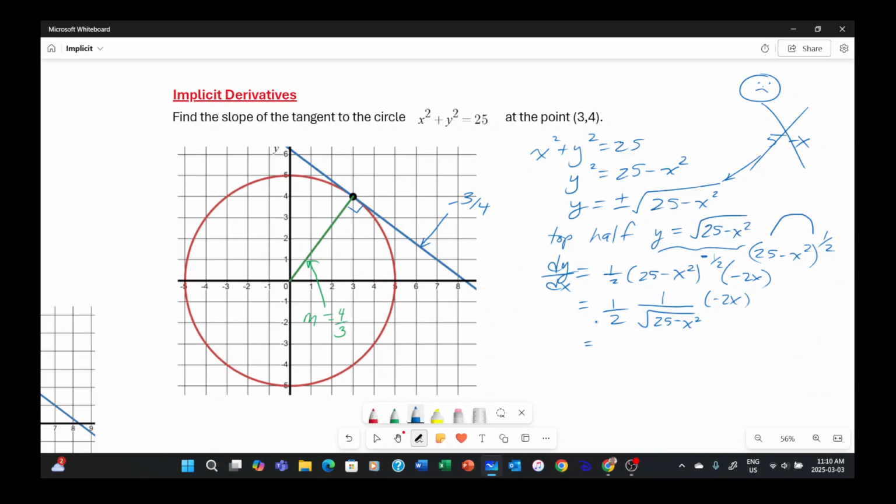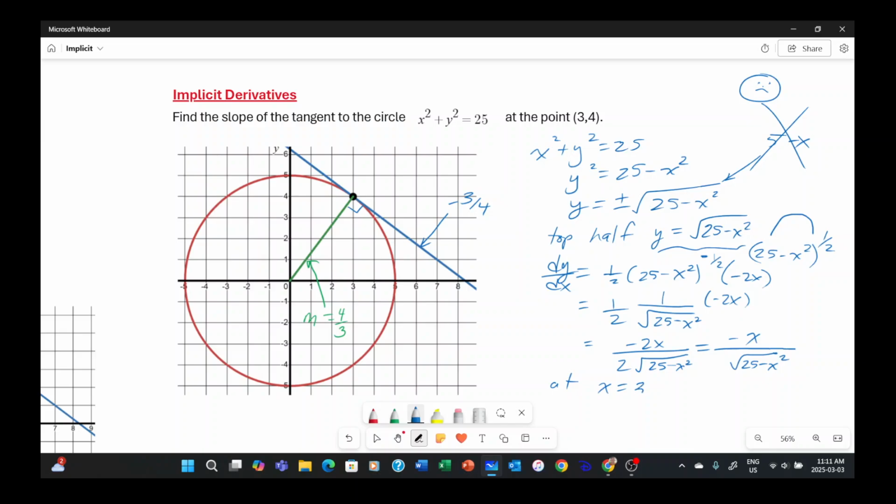If you put all this together, you get negative 2x on the top, 2 root 25 minus x squared on the bottom, and an astute observer would notice that we could get rid of the 2's altogether. It's just going to be negative x over the square root of 25 minus x squared. And that is the derivative, and it's true all the time.